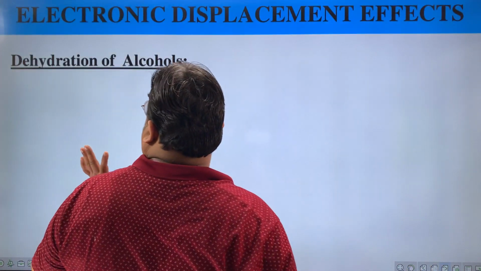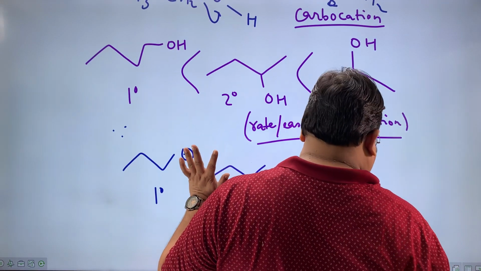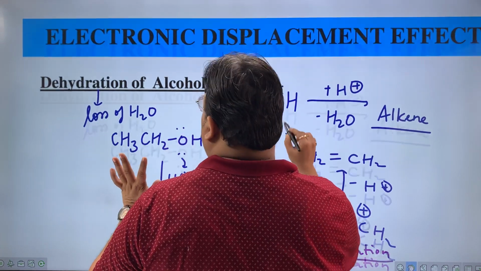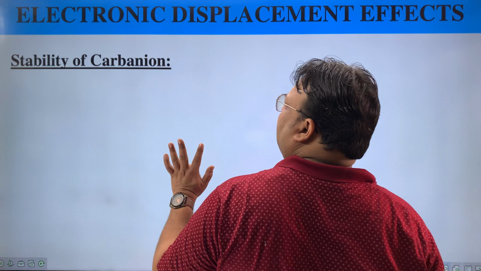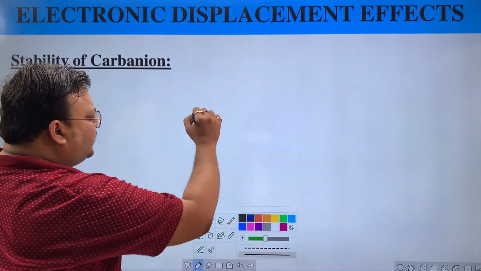Now, after dehydration of alcohols, I think this is what we had done, dehydration of alcohols. After dehydration of alcohol, there is another slide by mistake. We'll talk about stability of carbanion. Now we'll talk about stability of carbanion.